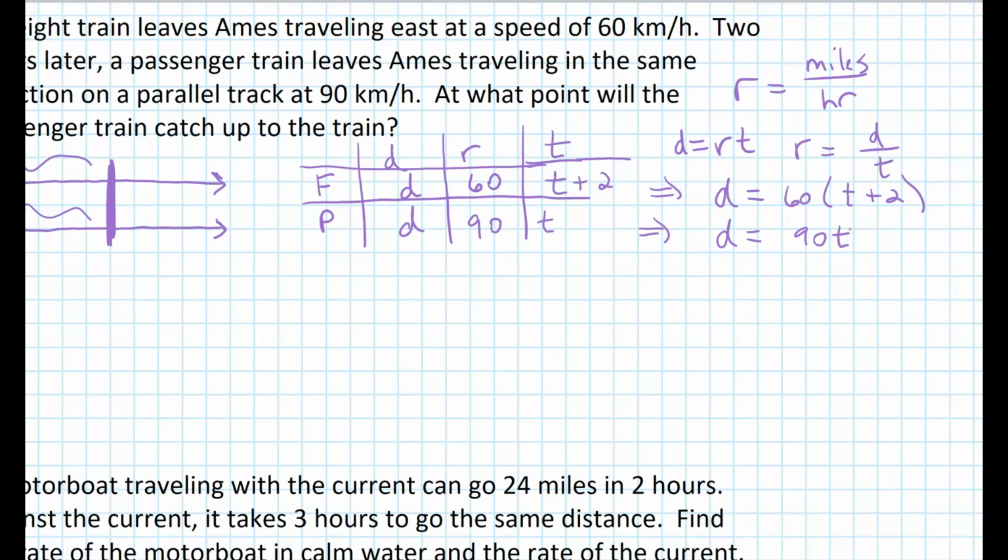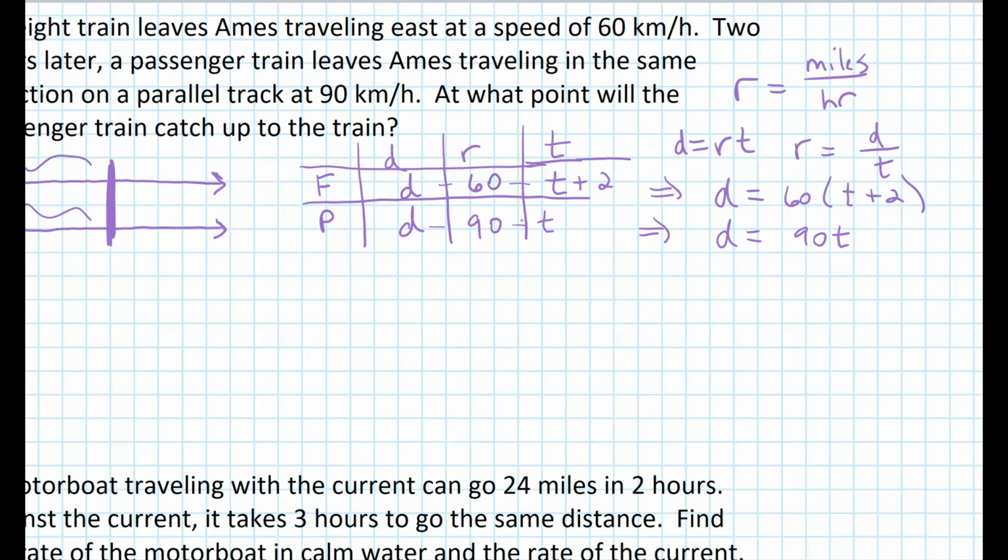How many unknowns do we have? 2. How many equations do we have? 2. How do you want to solve this system? What do you think, Jane? Well, you have to have two different equations. Wait, first, how did you get d equals 60 times t plus 2? I just went straight across my table here: distance, rate, time. And this one is the next line. I just created the two equations.